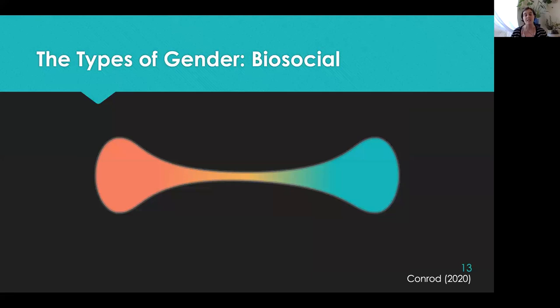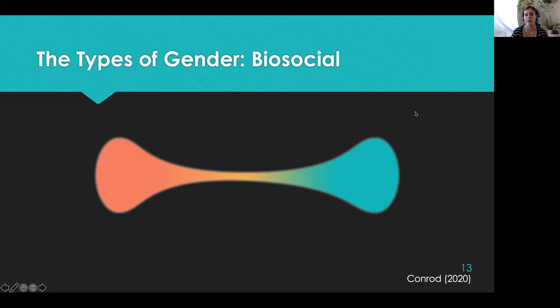So this is my more abstract version of this. This is my biosocial gender space. It's a two-lobed distribution that takes place in an abstract space. And it also has color. It's multidimensional. Unfortunately, we only have computer screens, so we only get the two dimensions plus color. But if you can imagine men being on one side and women being on the other side, most people are going to fall broadly into one of those categories, although there's plenty of variation within both, and then some people will fall somewhere in the middle.